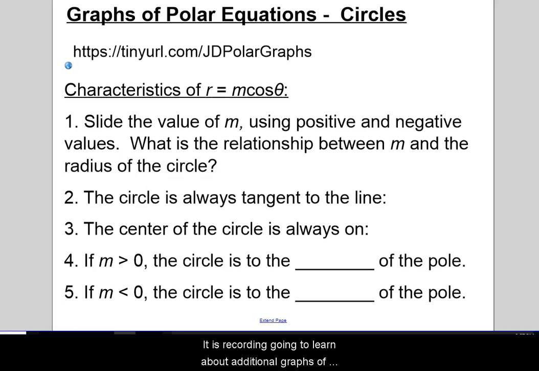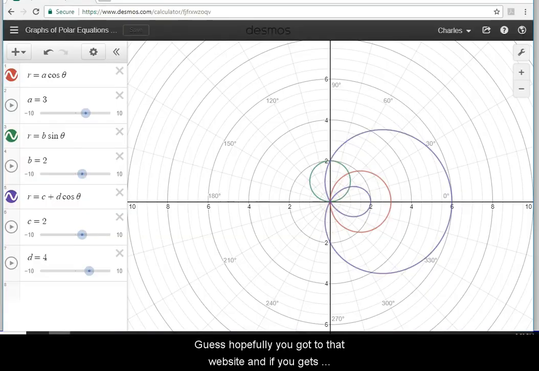In this recording, we're going to learn about additional graphs of polar equations, specifically circles. So I'd like you to do a little exploration here. I'd like you to visit this webpage, tinyurl.com/jdpolargraphs. I'll give you a second to get set up with that. Okay, so hopefully you got to that website, and you should see something that looks like this.